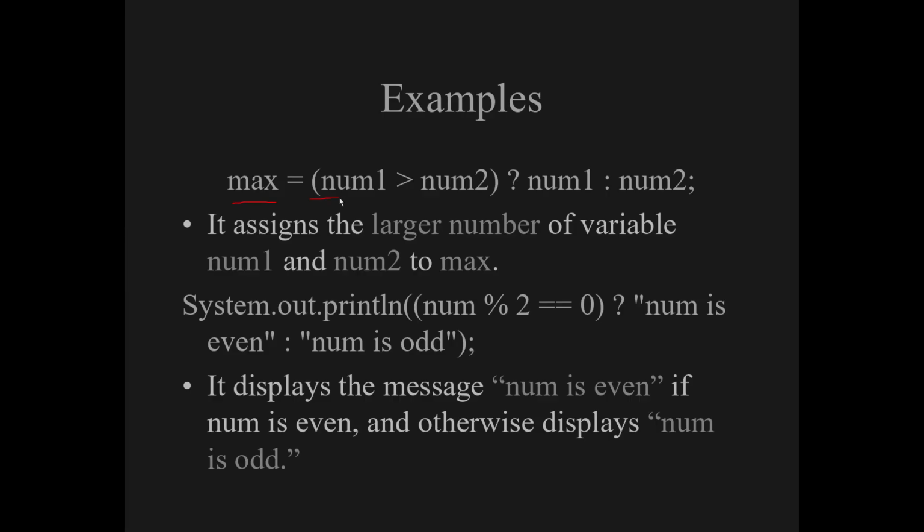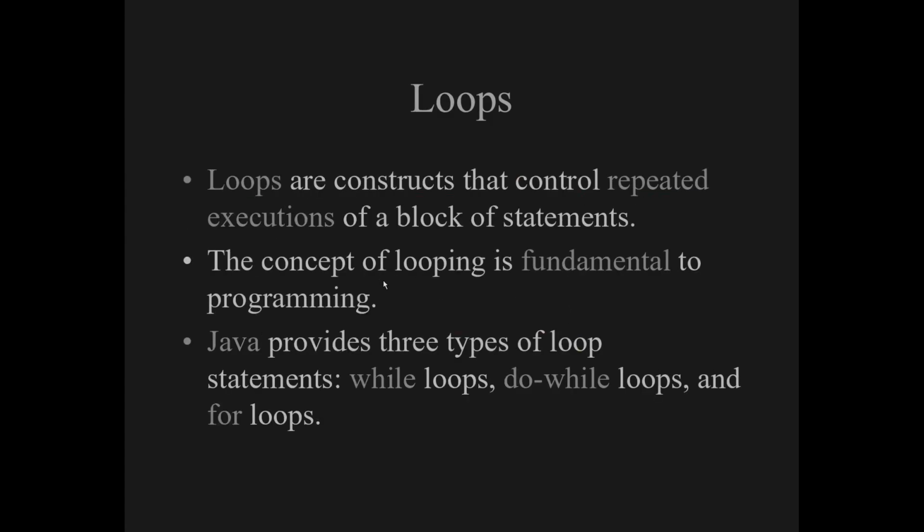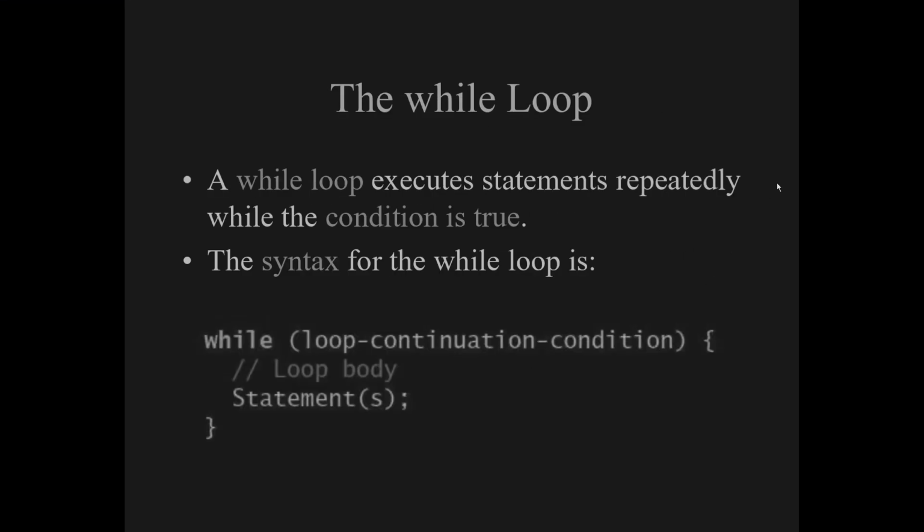Max is num1 greater than num2, question mark. If this is true, then it's going to return num1, otherwise it's going to return num2. Same with checking even or odd. If the modulo 2 is equal to 0, then that's even, otherwise it's odd. Then we have loops, which have repetition.